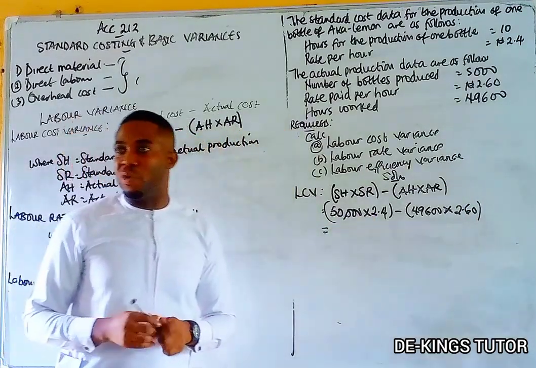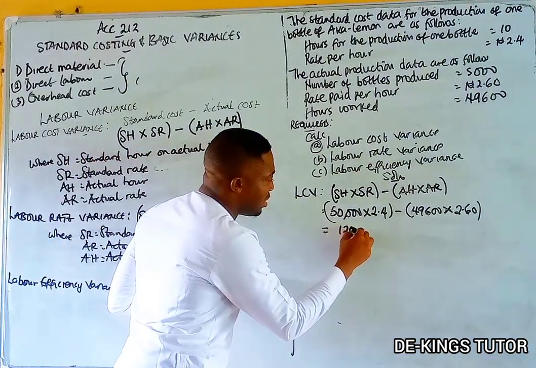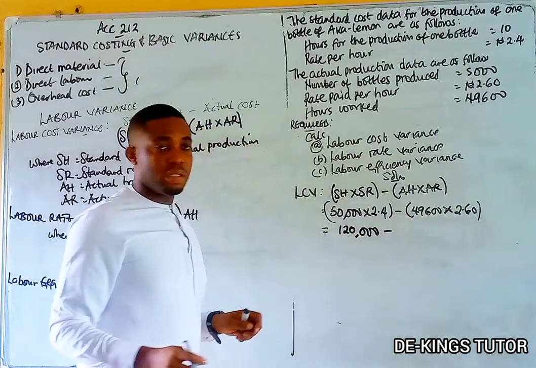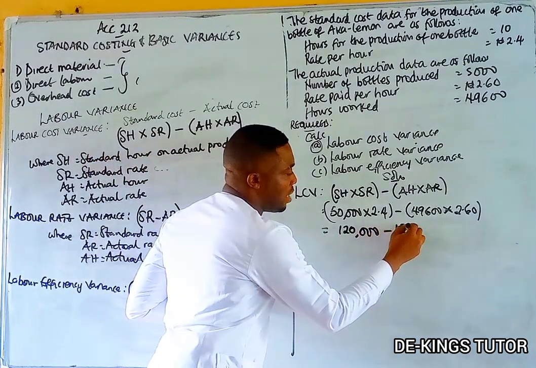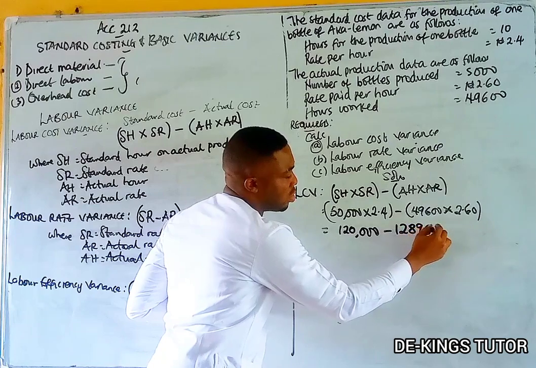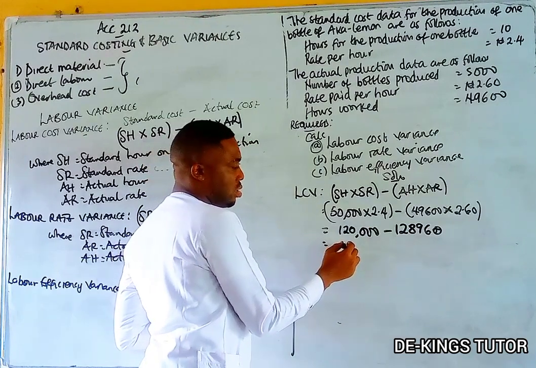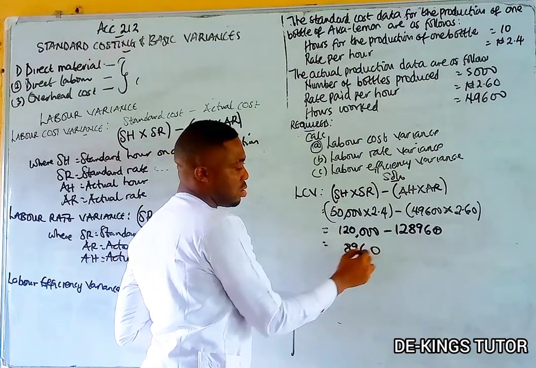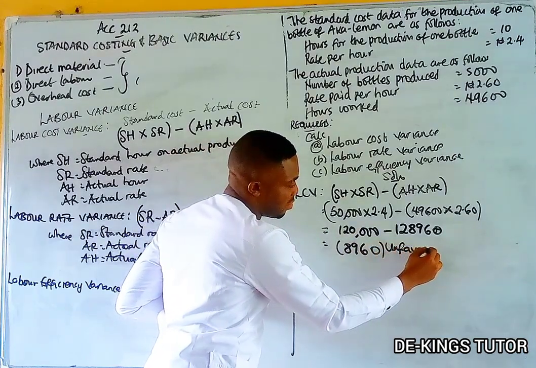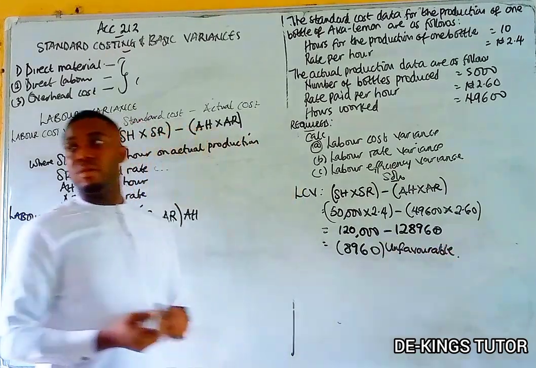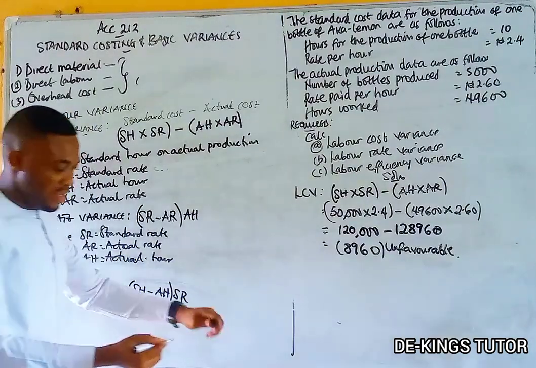So help me please. 50,000 times 2.4 is 120,000 minus what is this? 128,967. Like this? Yes. So what's the difference? 8,960. Is it favorable or unfavorable? Favorable. So it's very simple. So that's the first one.